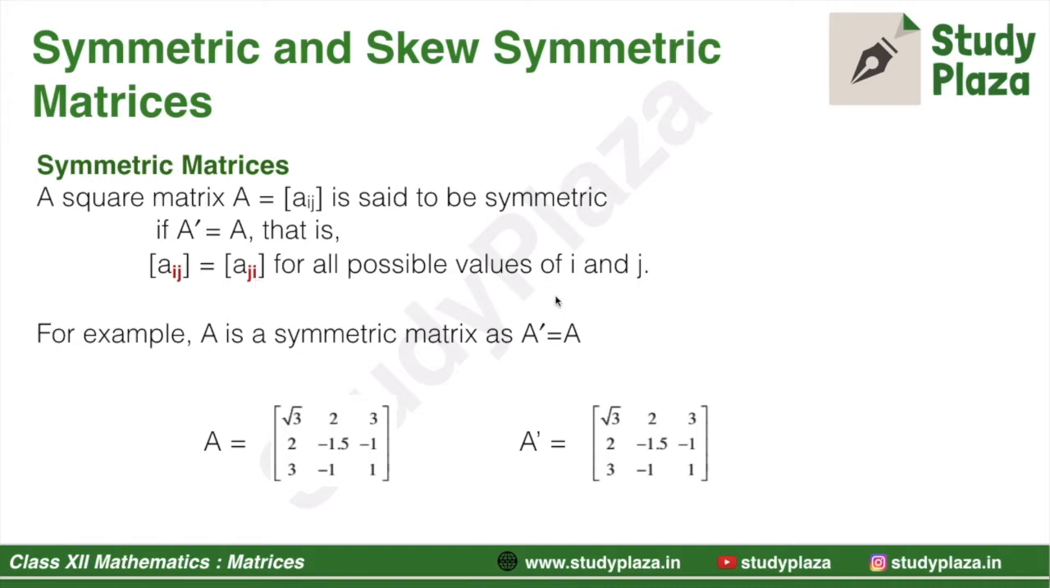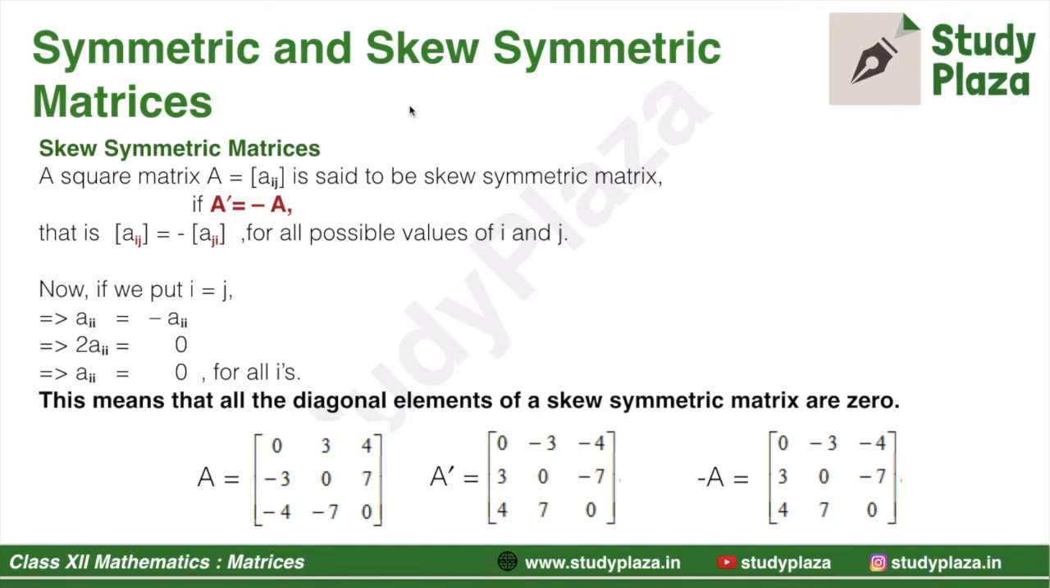We can understand this by taking this example. Here matrix A has 3 rows and 3 columns, that is, it is a square matrix. Let us change the rows to columns. The first row in matrix A is root 3, 2 and 3. We will make it the first column of matrix A dash: root 3, 2 and 3. Similarly, second row will become the second column of A dash, third row will become the third column of A dash. So when we check these two matrices, the values are same, that is, element Aij is equal to element Aji. So matrix A is equal to matrix A dash, hence this represents the symmetric matrix. Hope you have understood it clearly.